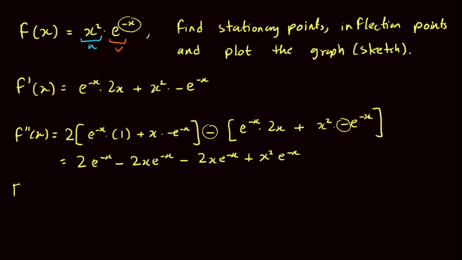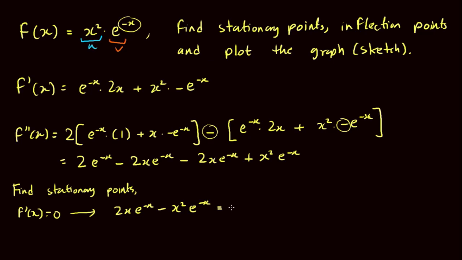Of course we want to find stationary points. To find stationary points, we just have to equate f prime x equals 0. So in this case, 2x e to the power of negative x minus x squared e to the power of negative x equals 0. To rearrange the function, we would end up having 2x e to the power of negative x equals x squared e to the power of negative x.